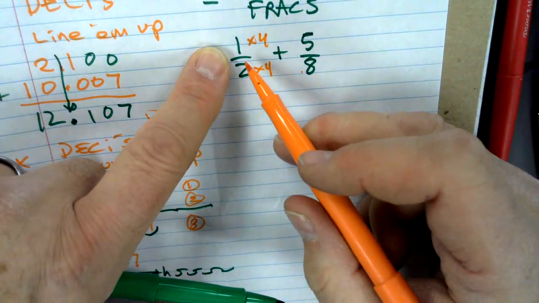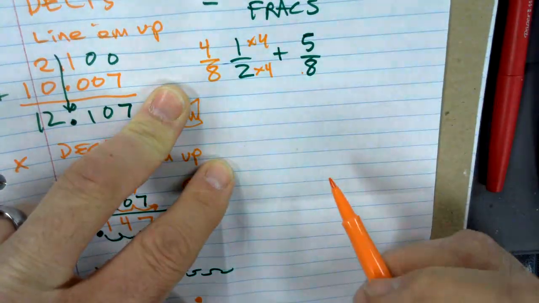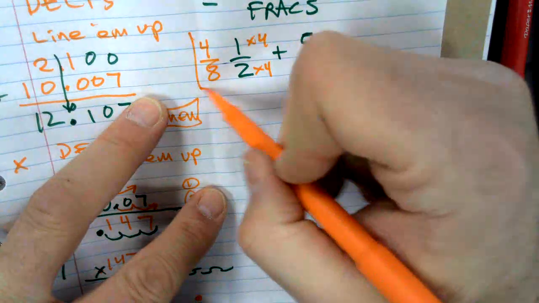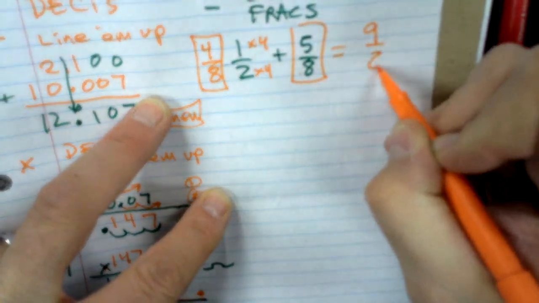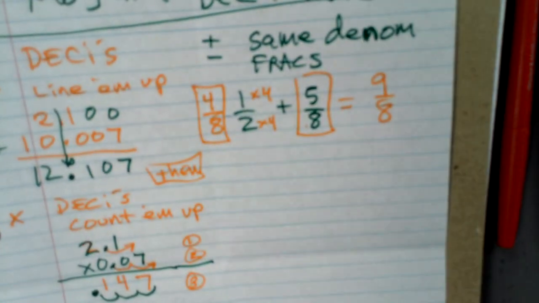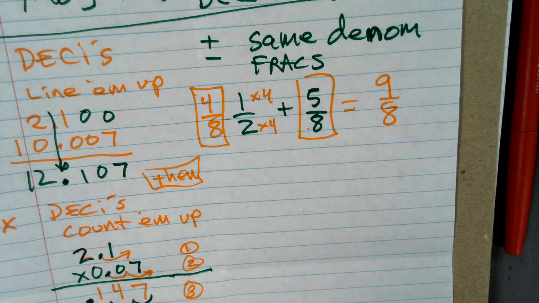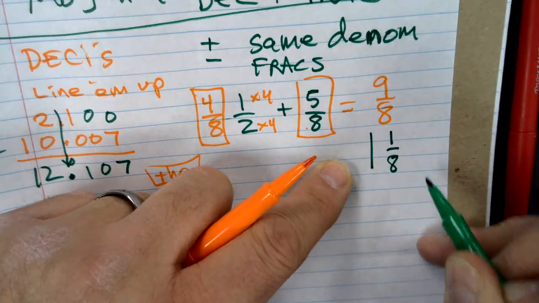So now half of a pizza is really 4 out of 8 slices. My new math problem is 4/8 plus 5/8 equals 9/8. Most of the time in math, we don't leave things as an improper fraction. 8 goes into 9 one whole time, so I have one whole pizza and one extra slice.